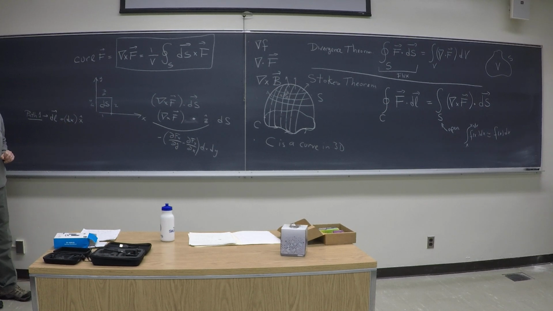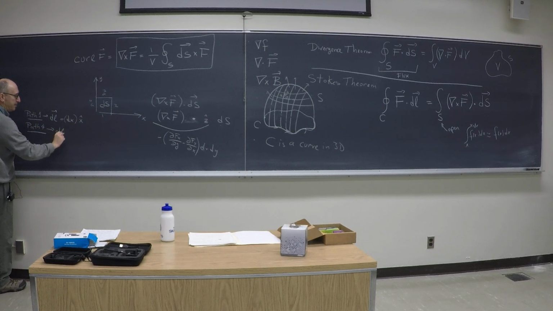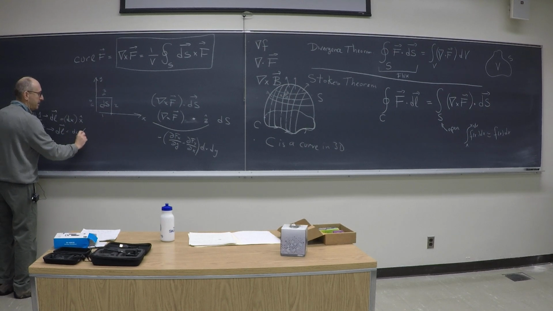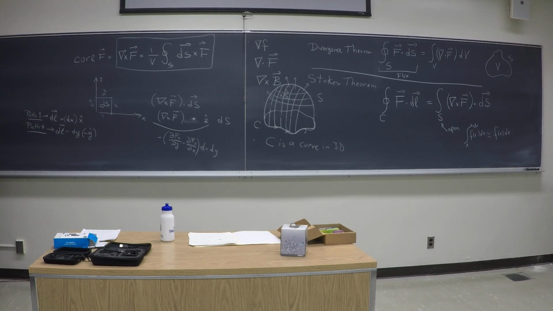Correct? Okay, and so on. So for example, let me do path 4 as an example. Then we have that the corresponding dL is going to be equal to what? dy, yes, dy times negative y, and so on. So for each one of them, we have that.